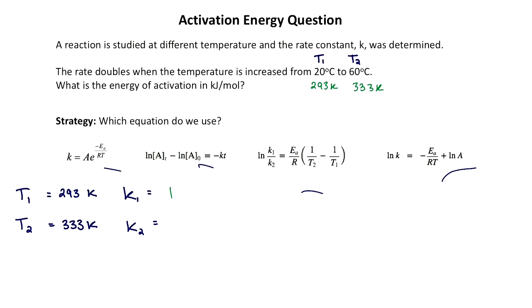Yeah, because I told you that the rate constant doubles, all right? So we've got to start somewhere. Associating the correct rate constant with the temperature is important here. At T1, at 20 degrees, the reaction's slower. At 60 degrees, it's going to be faster. So I'm just going to assign K1 as 1, K2 as 2.